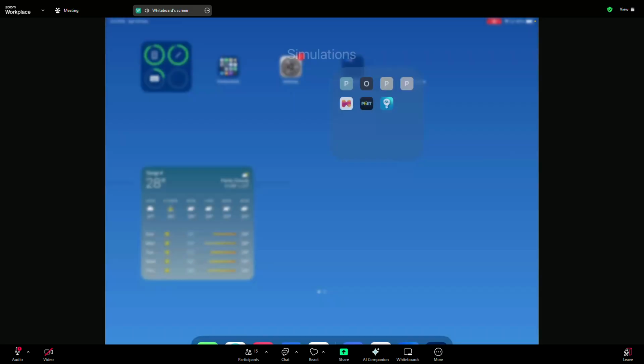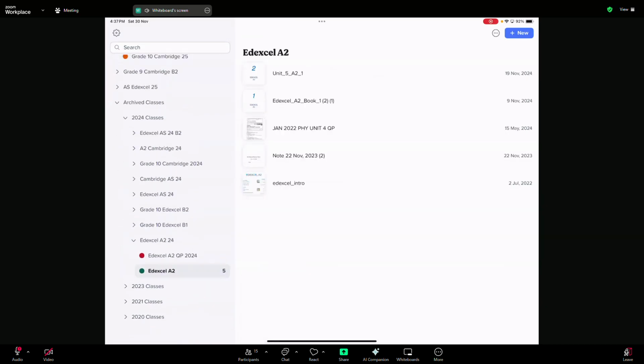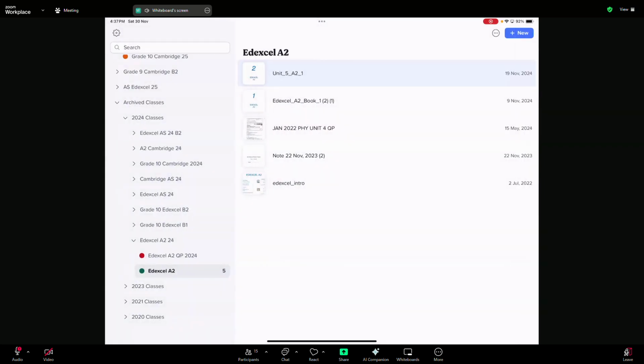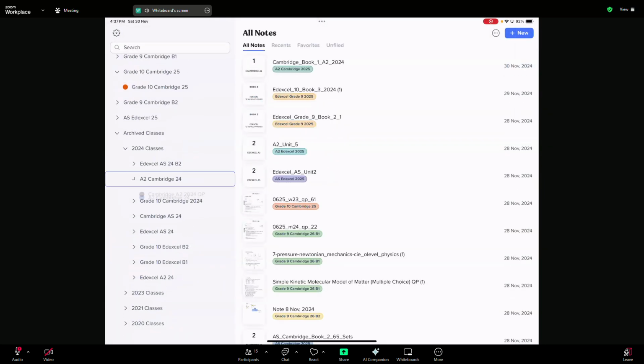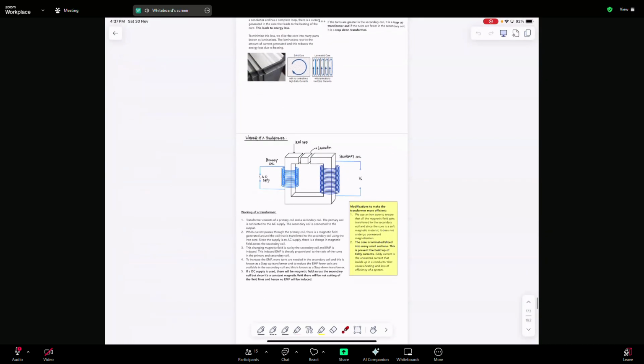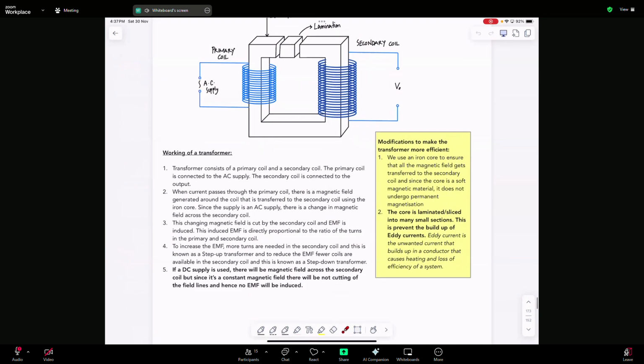What does A level require? A level requires eddy current, but there's an additional thing that you need to learn. You will explain to me the input and output of a transformer. Let me show you here. So this is the answer. The working, everything that we discussed is here right now.